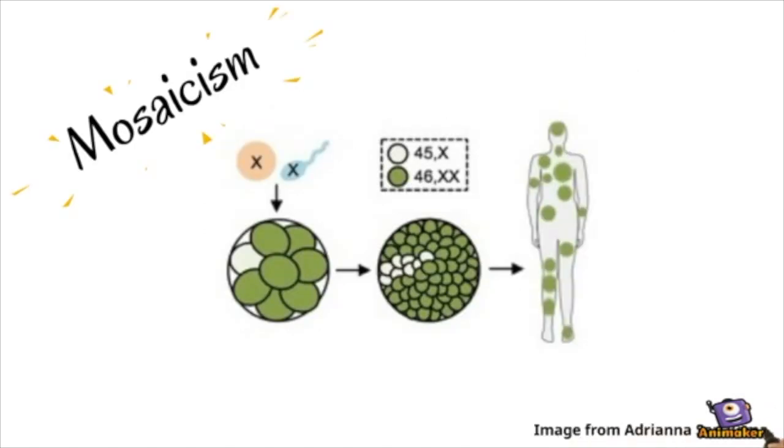Turner syndrome can be mosaic if the patient is only missing the X chromosome in some of her cells. Parts of her body that are missing the X chromosome might see the complications associated with TS, while other parts won't, resulting in a lot of genetic variability.